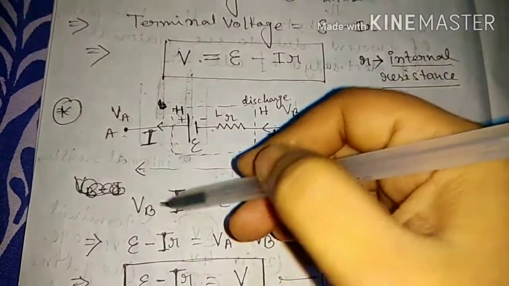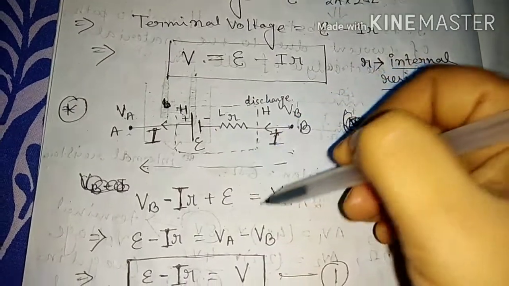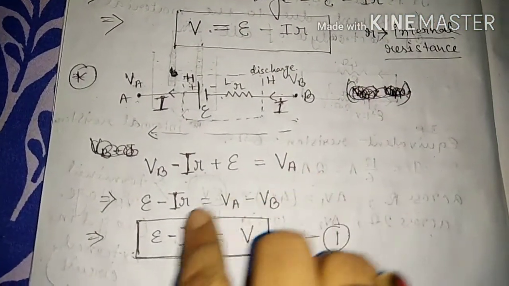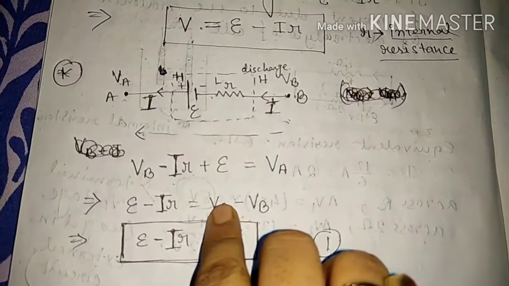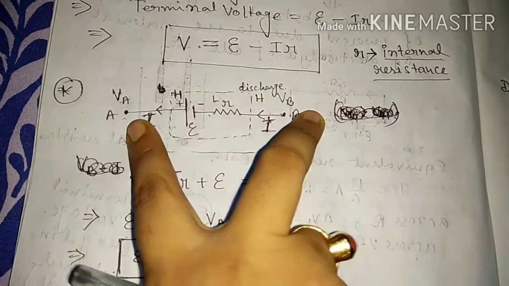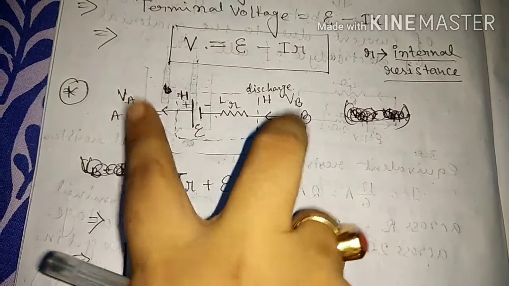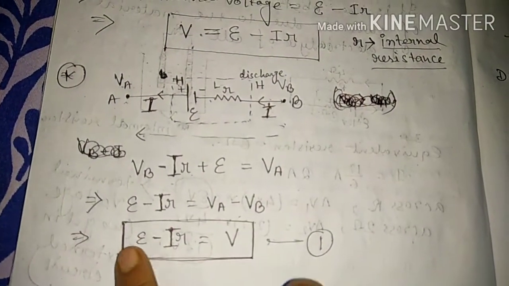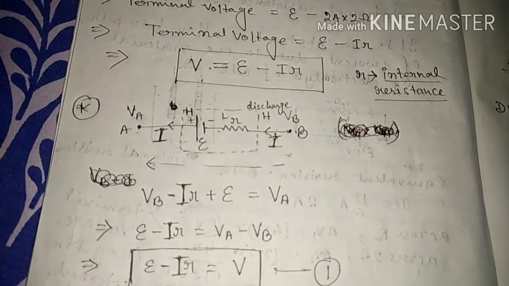So VV minus IR plus E, that is equals to VA. We can write this one. So after solution, E minus IR, that is equals to VA minus VV, and VA minus VV, that is the two terminals. This is the terminal voltage, it is written as V. So V equals to E minus I into R.